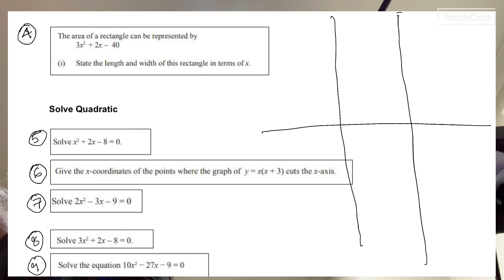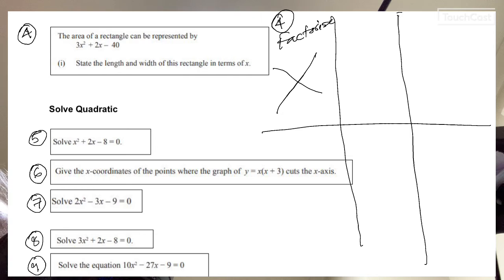Okay, let me see if I can accommodate all this problem in this video. Question number 4 is: the area of a rectangle is 3x squared plus 2x minus 40. State the length and width. Okay, so factorize. Or shall I leave it with you? So go for the cross method and try it. I'll leave it to you.